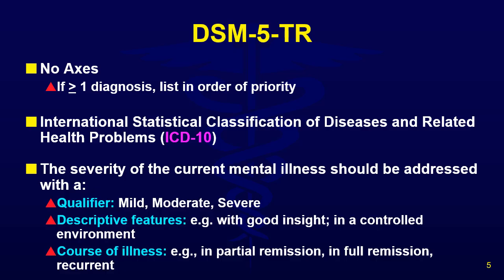The DSM-5 TR no longer divides a diagnosis by axes, but instead consists of a singular comprehensive diagnosis. If a patient has more than one diagnosis, it should be listed in the order of priority for treatment.